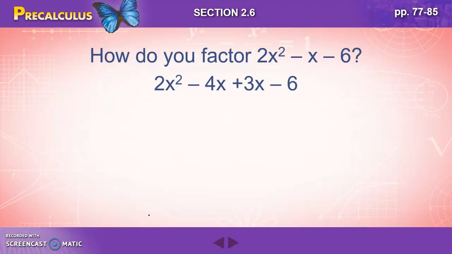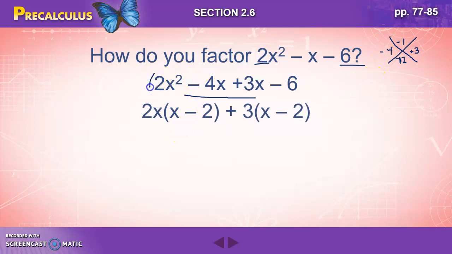Well, we're going to factor that by grouping. Hopefully you remember how to do that. You take your 2 times your 6 and get 12. And then you think, what are all the factors that when I multiply, I will get that negative 12, but when I add, I will get a negative 1. And hopefully you realized, or you've already seen, negative 4 and positive 3. When multiplied, give me a negative 12, but when added, give me a negative 1.